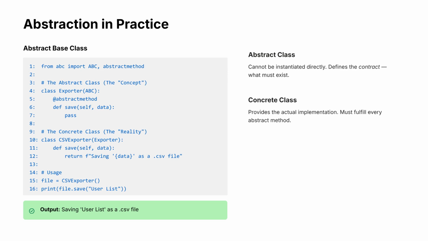So here we've got an Exporter ABC with an abstract save method. You literally cannot instantiate Exporter directly. Python will throw a type error. But CSVExporter inherits from it and provides a real implementation of save. Now the beautiful thing is, the calling code doesn't care if it's a CSV exporter, a JSON exporter, or a PDF exporter. It just calls .save and trusts the contract. That's the power of abstraction. You program to the interface, not the implementation.